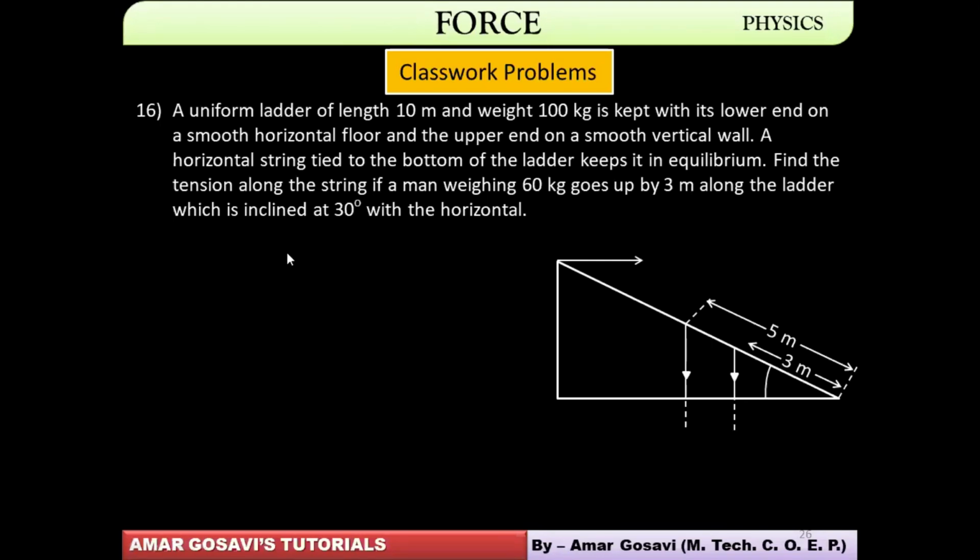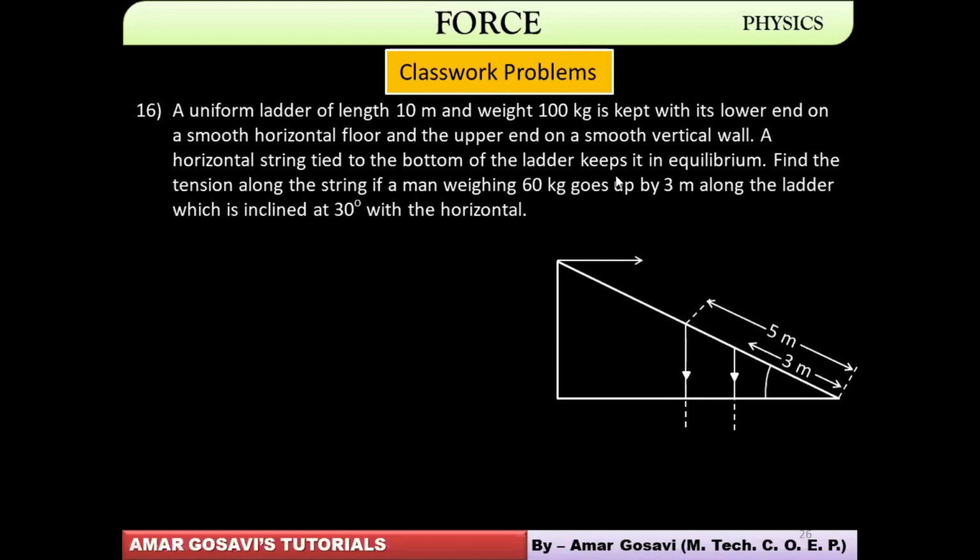So the problem says here, a uniform ladder of length 10 meter. You can check it out in the diagram also. The length of the ladder is 10 meter and the weight is, say, 100 kg. Obviously the weight would be acting at the center over here, on this line of action. So it will be acting at the central point. 10 meter means the central point lies at 5 meter, you can see.